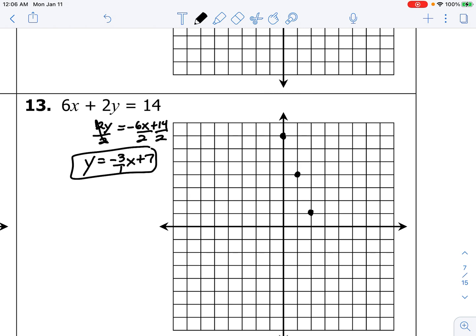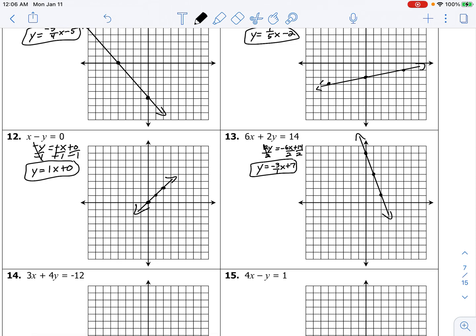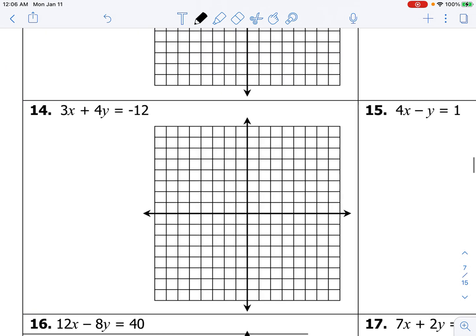Wow, that's way off. Try that again. Try it one more time. You got to get these things in the perfect spot almost, it seems like. There we go. And there you have it, number 13. All right, number 14.